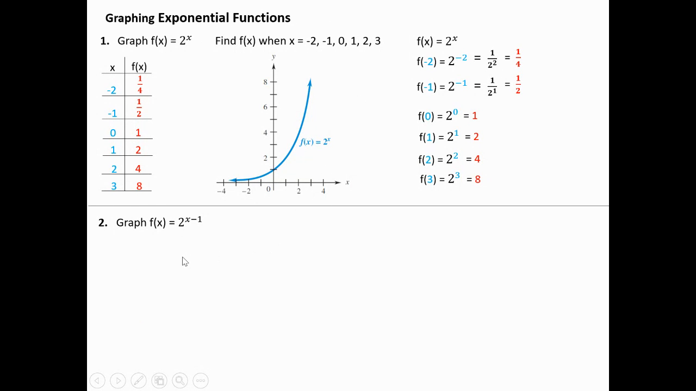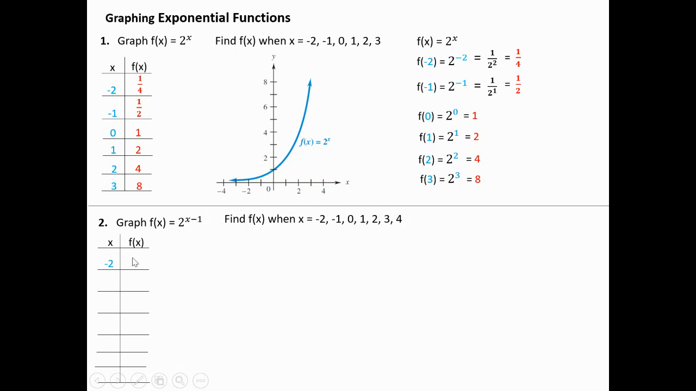Okay. Now let's see what happens when we graph f of x equals 2 to the power of x minus 1. So again, let's do a little table. We're going to pick almost similar values, but here we go all the way to 4, because 4 minus 1 will give us 3.